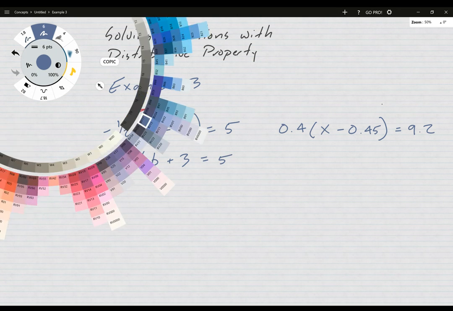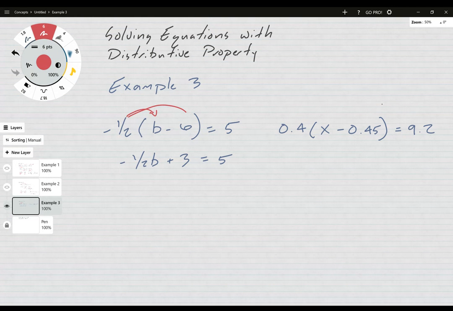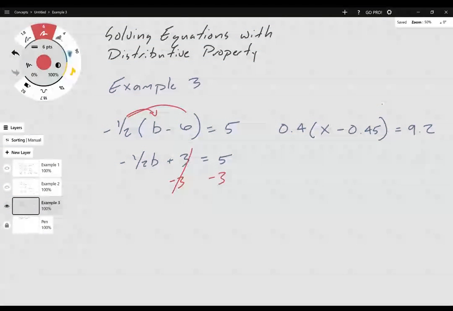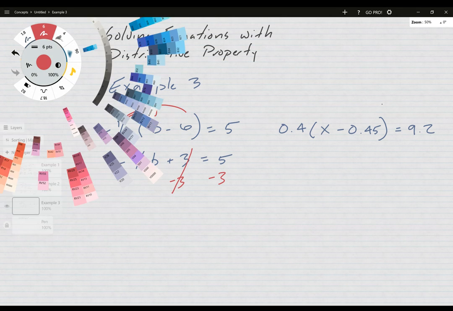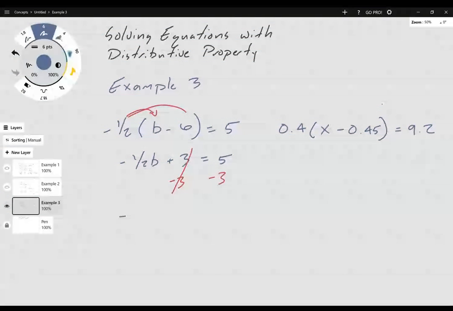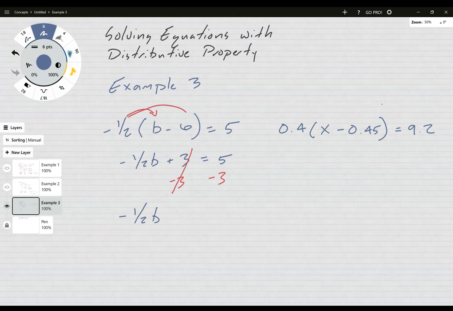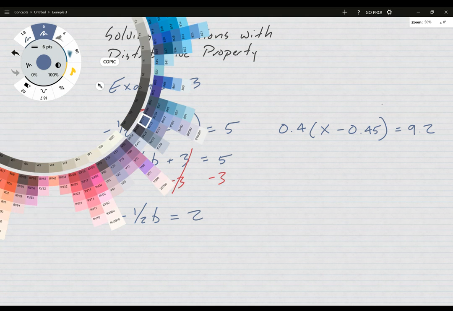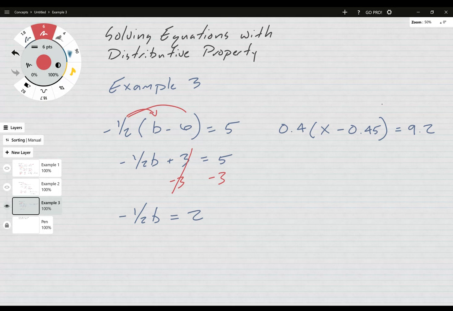Now I'm just going to use my inverse operations for two-step equations. Subtract 3 on both sides. 3 subtract 3 is 0, so that cancels out. Now what I'm left with is negative 1/2 b. 5 subtract 3, that equals 2. Now inverse operations again, I'm going to divide by negative 1/2 on both sides.